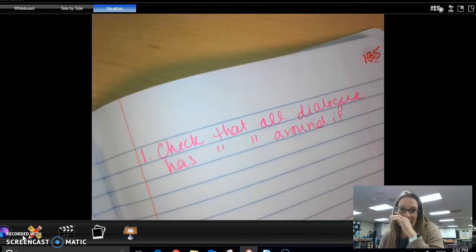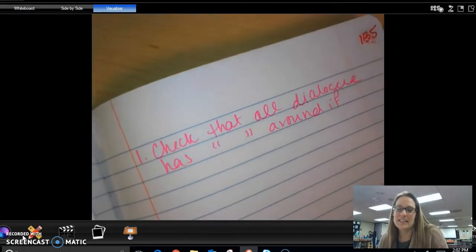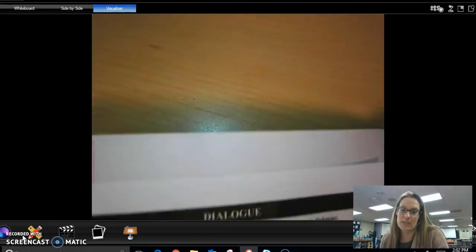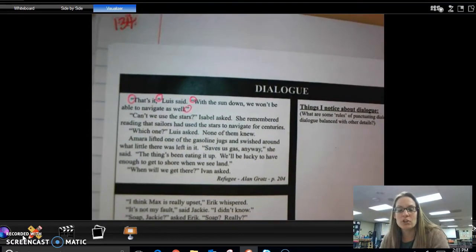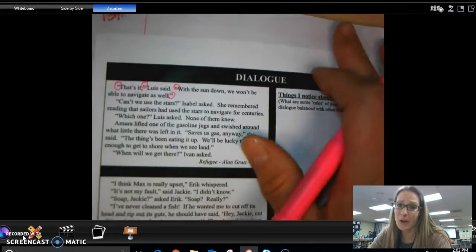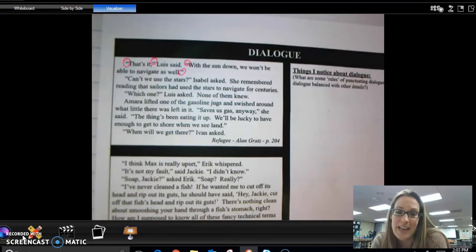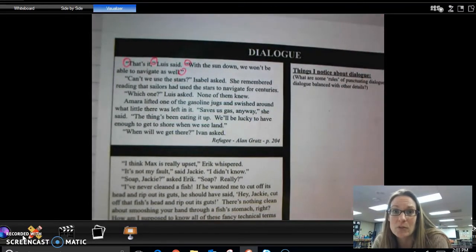So the first thing that you need to make sure of is that within your piece, not only do you know when a character is speaking because you're the writer, but you are showing your reader that that is when a character is speaking by using quotation marks. Because again, punctuation is not for you necessarily as the writer, it's for the reader so that the reader can read it the way that you intend.